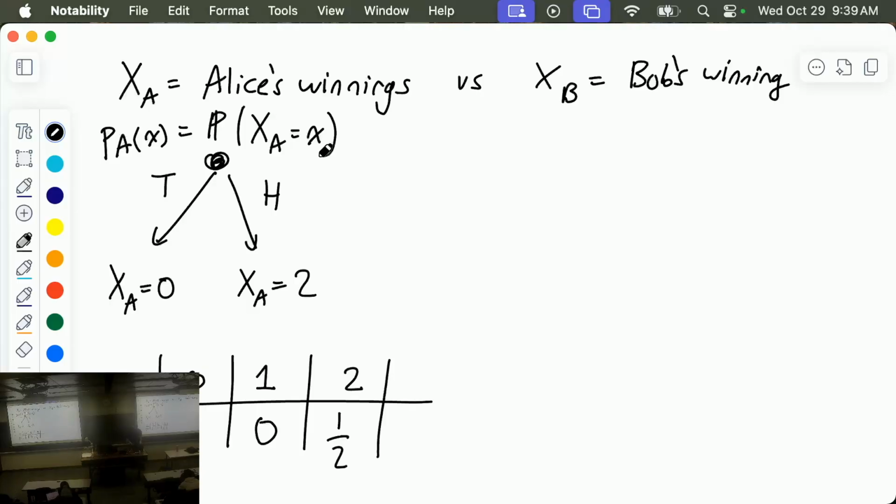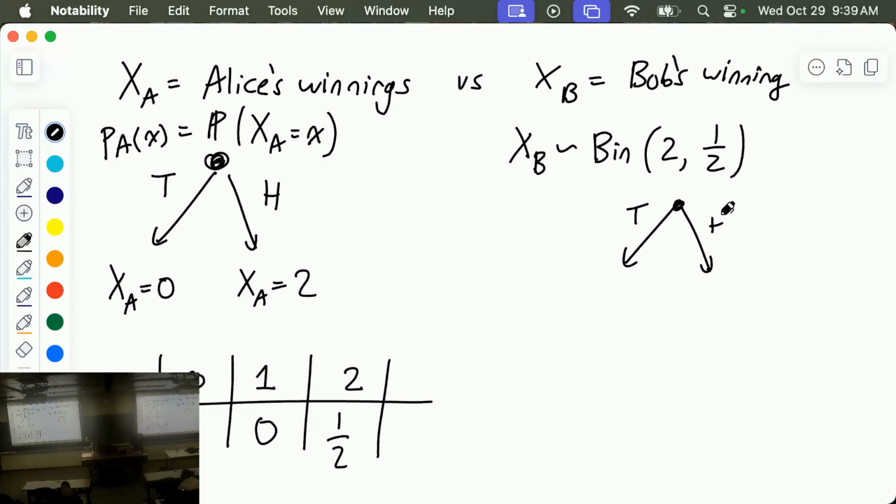For Bob, you could remember that Bob is a binomial. So XB is a binomial. There's 2 coin flips, and the probability is a half. So there's 2 coin flips, and each of them is a half. Or you could sort of derive it from scratch. So you could do it like this and draw a little 2-layer tree, which isn't so bad in this situation. This is essentially how we handled binomials, as we drew these little trees.